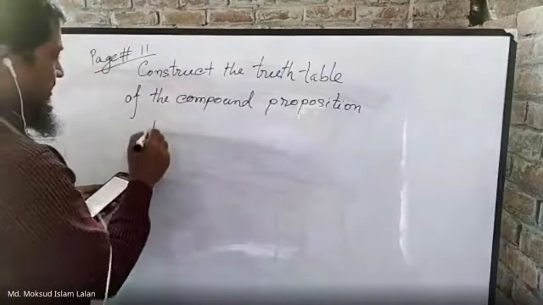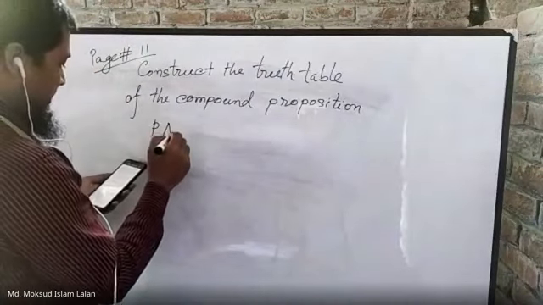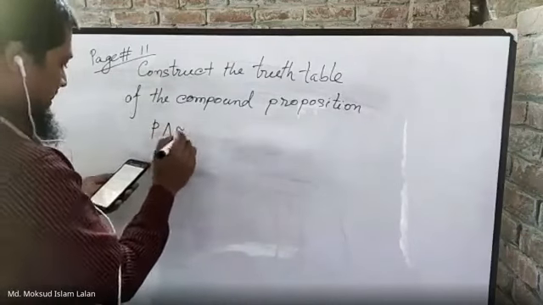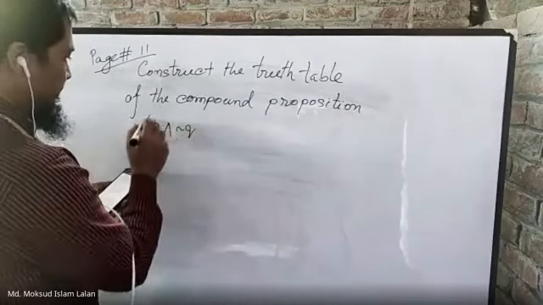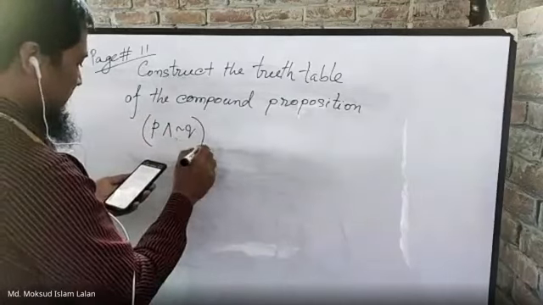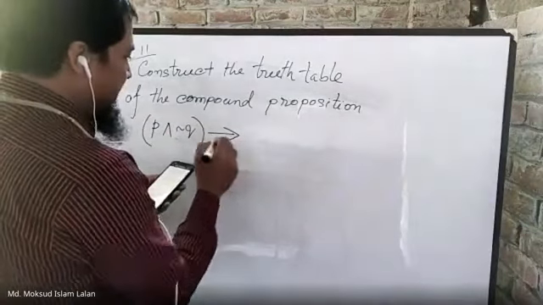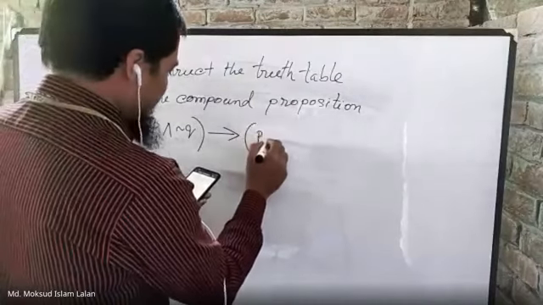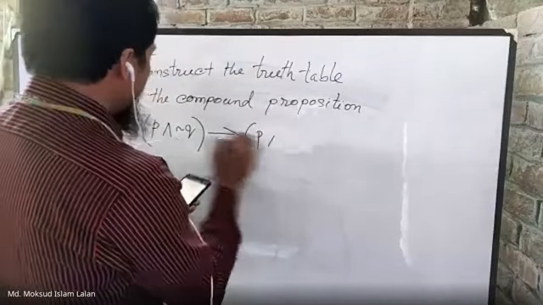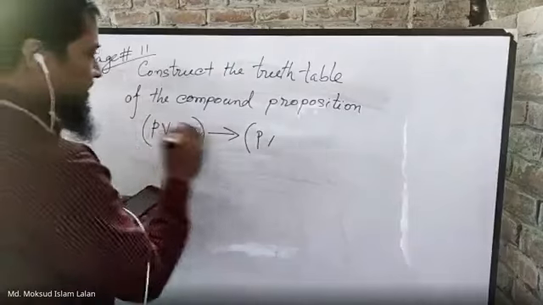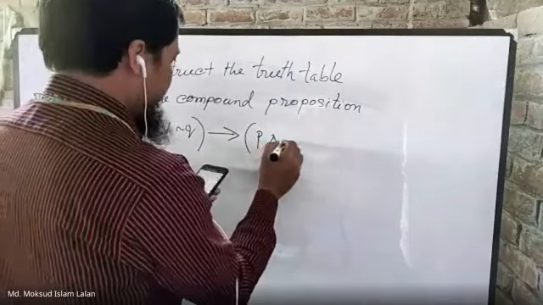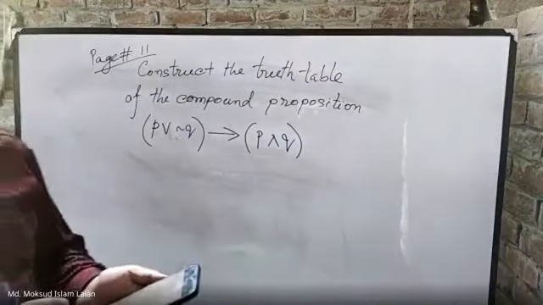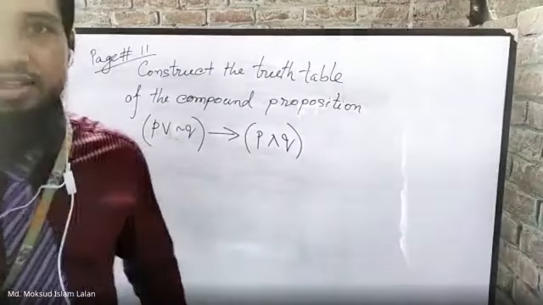As like P conjunction, then negation of Q, right? Implication, I mean conditional statement, right? P, oh, sorry, this is disjunction, this is conjunction. I'm sorry, disjunction and conjunction. So can you make this truth table?